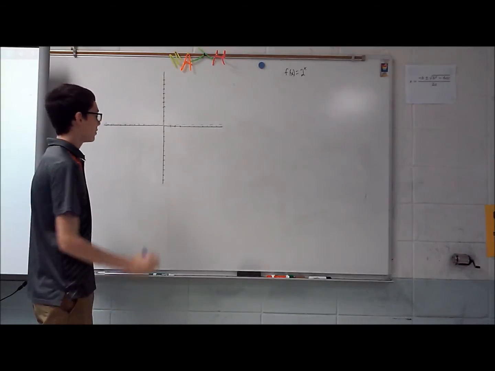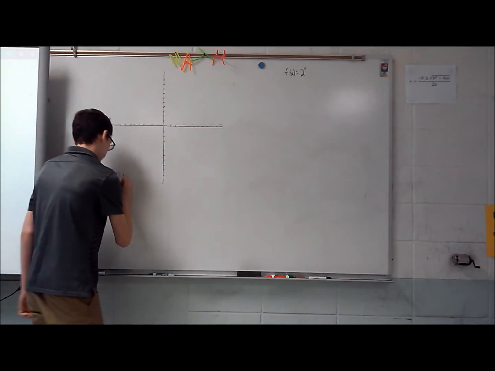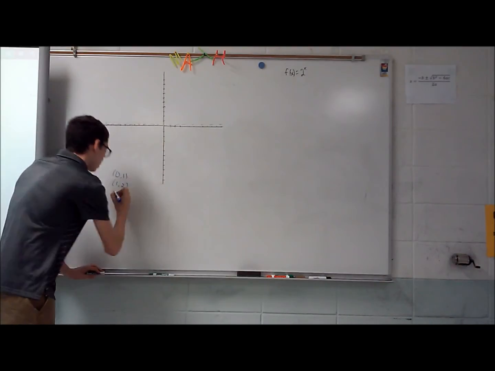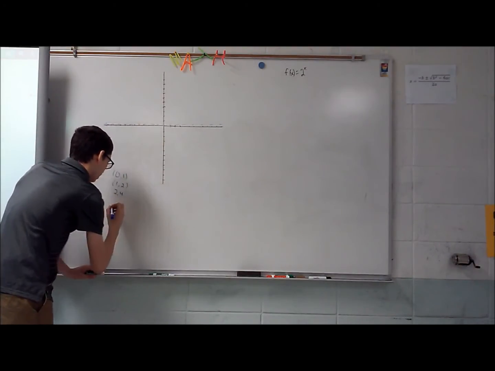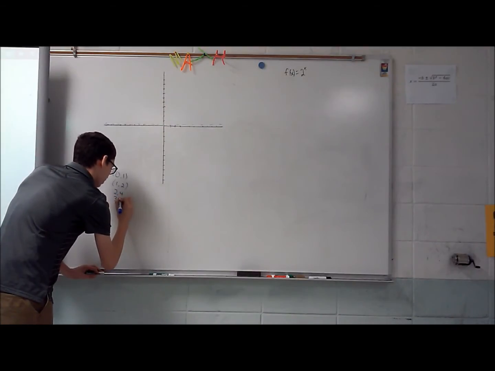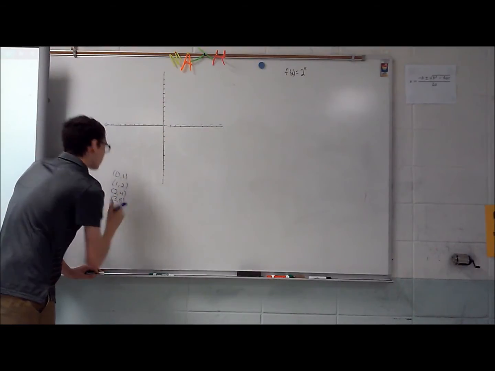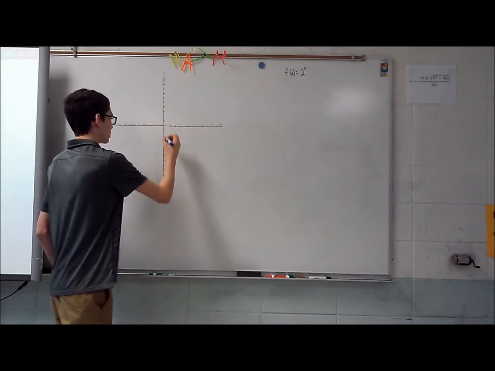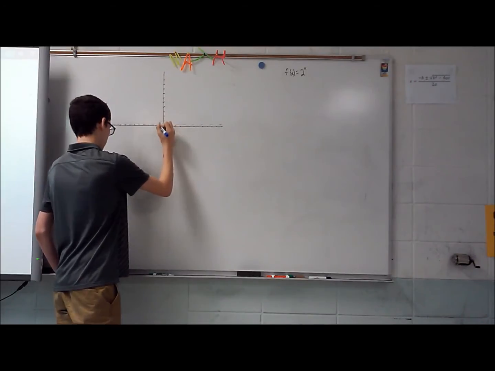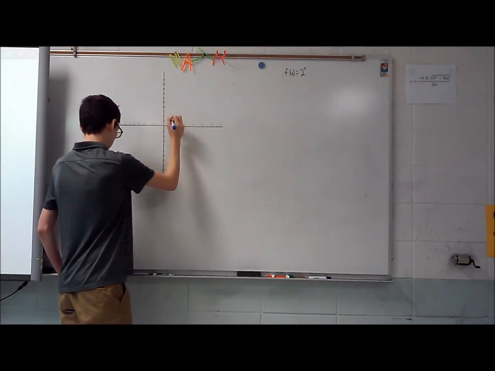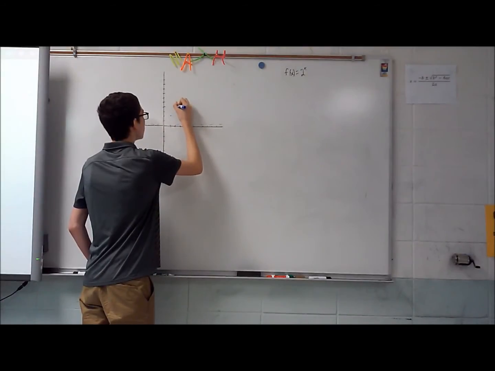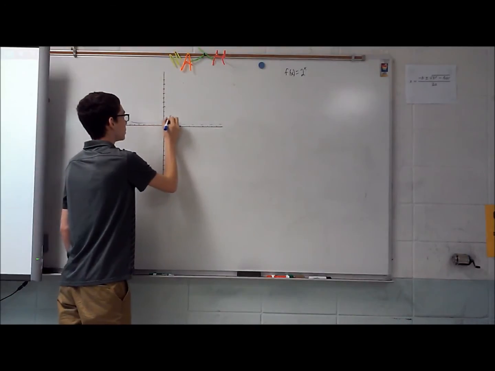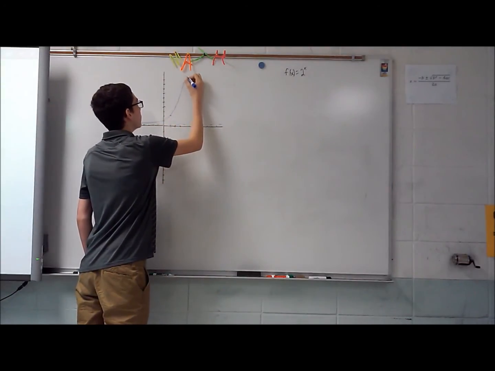Now some of the points on this graph are going to be 1, 2, 2, 4, and 3, 8. That's if you just insert values for x, you get y. So 0, 1, 1, 2, 2, 4, and 3, 8. So the graph for that looks something like that.